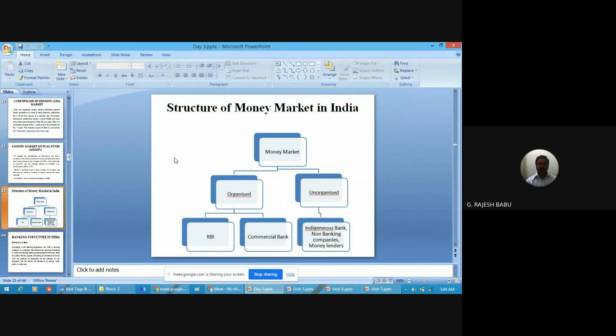Then, structure of money market. The money market is divided into two: organized and unorganized. The organized money market is again divided into two: Reserve Bank of India and commercial banks. The unorganized money market is divided into three: indigenous banks, non-banking companies, and money lenders.